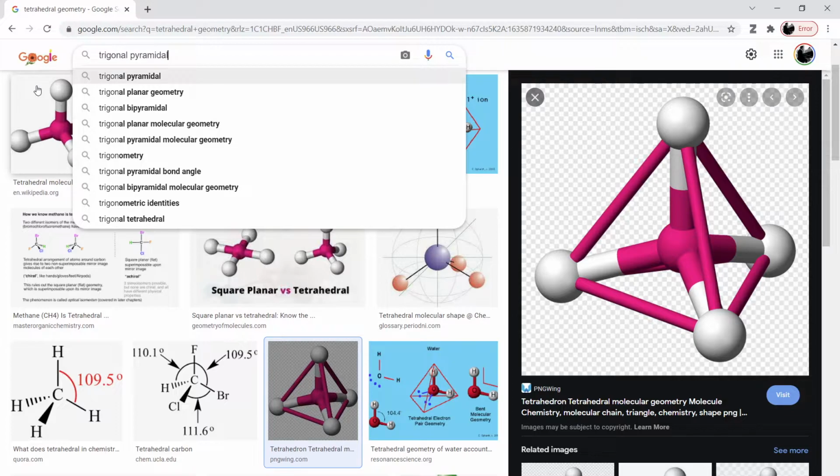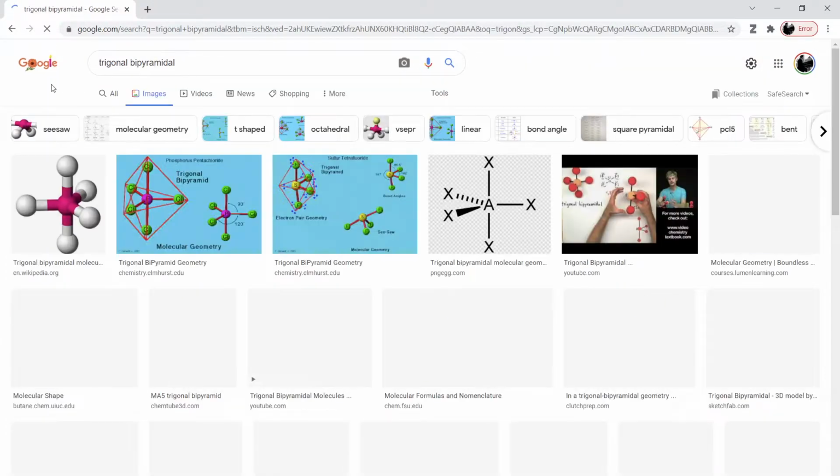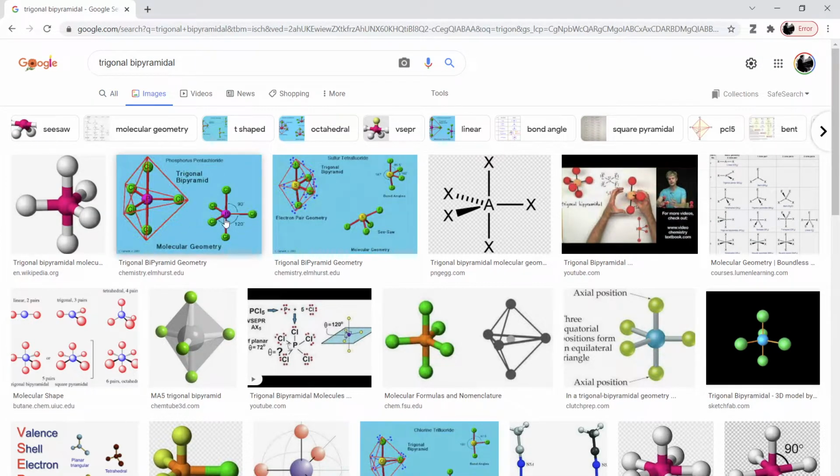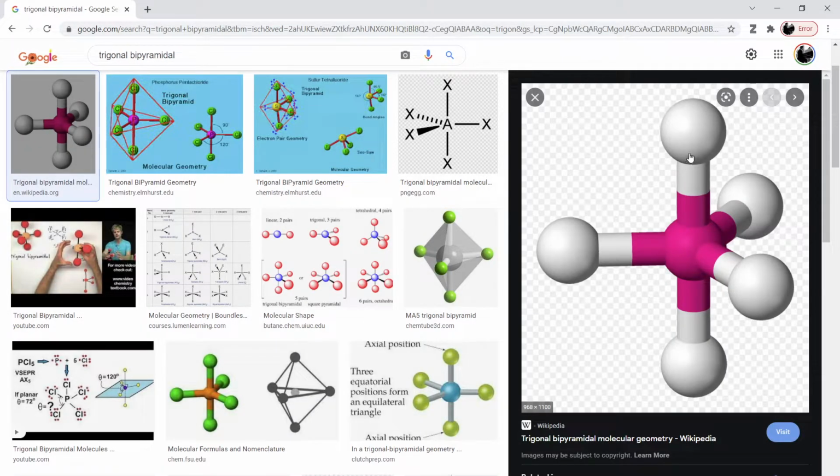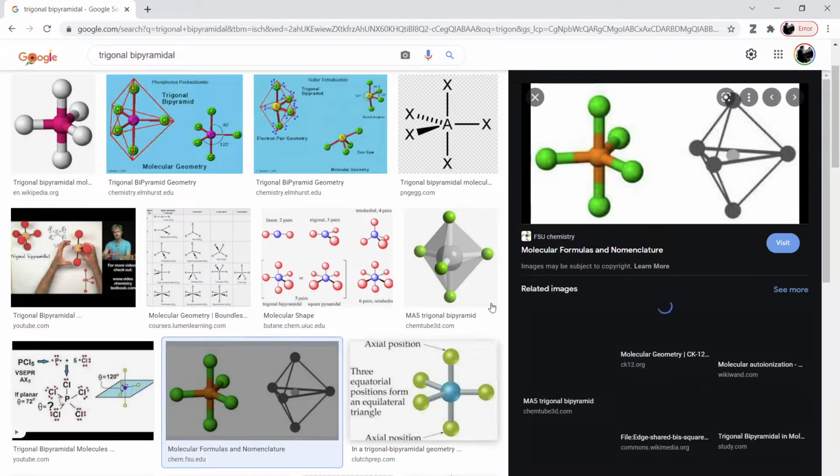Trigonal pyramidal. Yeah. So let's see if we can see these pyramids here. I mean, well, here's the shape. So you see one up, one down, three in a triangle around each other. Here we kind of have, yeah, this is kind of the idea.